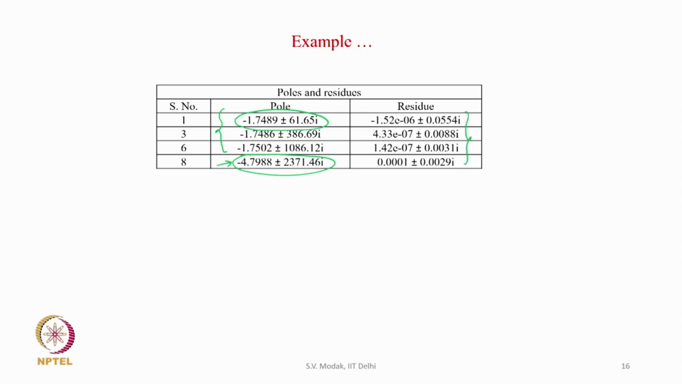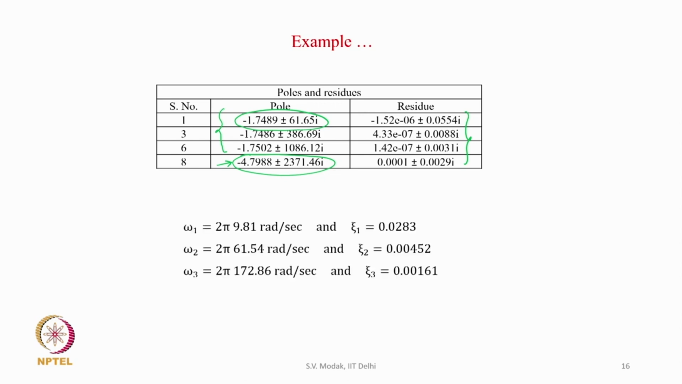Now, from the poles we obtained the natural frequencies and the modal viscous damping factors, and they are these. So, omega 1 is equal to 2 pi into 9.81 radians per second. Therefore, there are 3 frequencies at 9.81 hertz, 61.54 hertz and 172.86 hertz. Then we have the modal viscous damping factors, 0.0283, 0.00452 and 0.00161, and then from the residues we can obtain the mode shape elements.